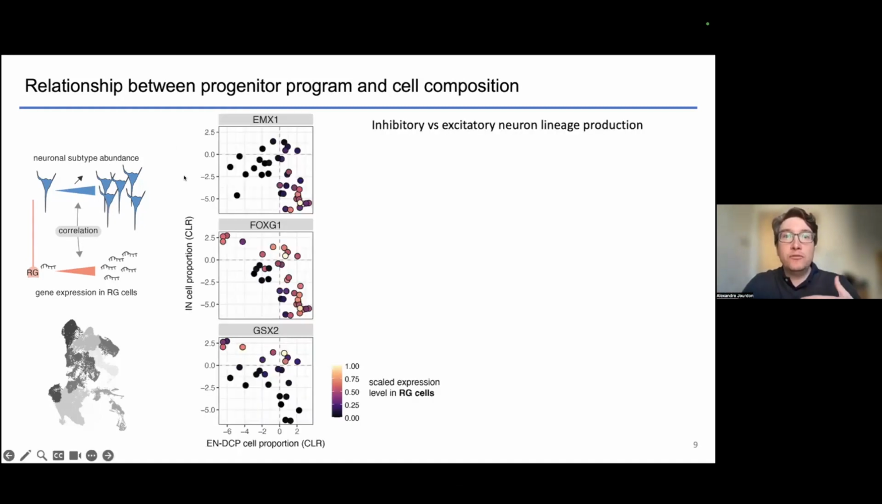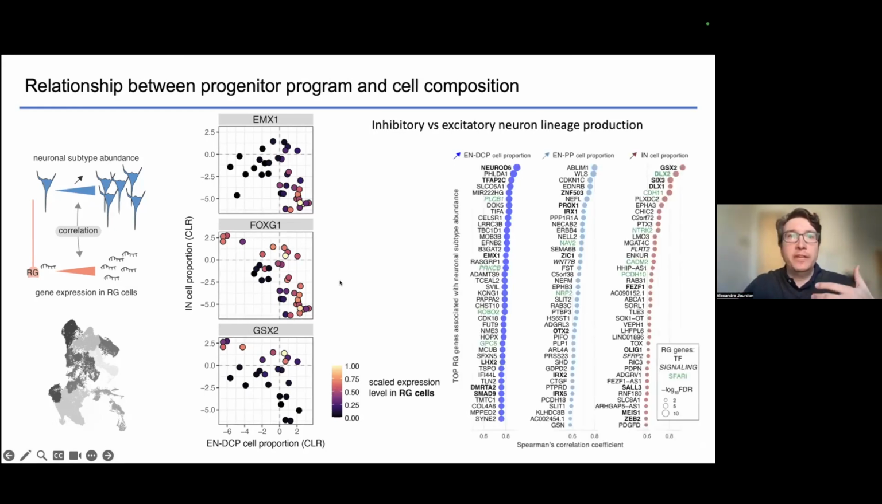And that really tells you, for example, if you plot each sample as dots, and you plot them based on their proportion of inhibitory neurons and their proportion of excitatory neurons, and then you compare that with the expression of famous transcription factors in radial glia, you can see here, in yellow being the strongest expression, that samples that have a high proportion of excitatory neurons, of course, express a lot of EMX1 in their radial glia, whereas samples that express a lot of GSX2 will have a large concentration of inhibitory cells. And what's interesting is that you also have more complex cases, for example FOXG1, which is the marker of anterior identity, will drive both lineages.